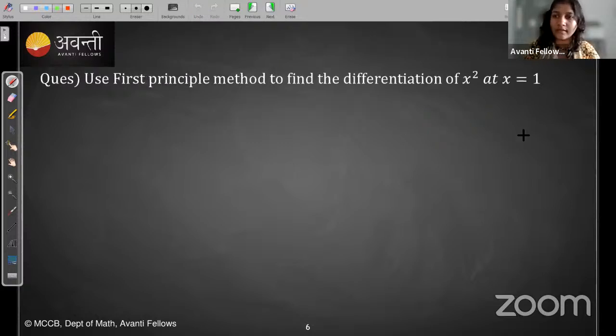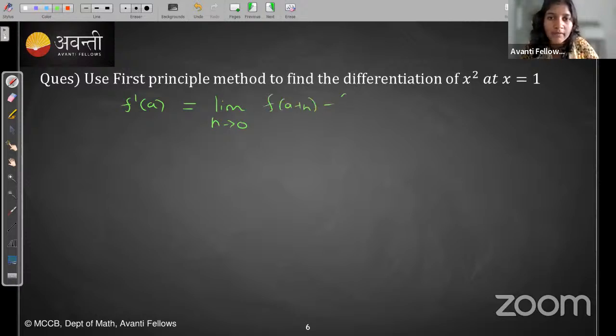Next. So let's see one example. The question here is, use the first principle method to find the differentiation of x squared at x equal to 1. Now tell me, what is the first principle method? In the previous slide itself, we have seen it, right? It states that the derivative of function at x equal to a is given by limit as h tends to 0, f of a plus h minus f of a divided by h. Now what is f of x here? F of x is nothing but x squared, right?